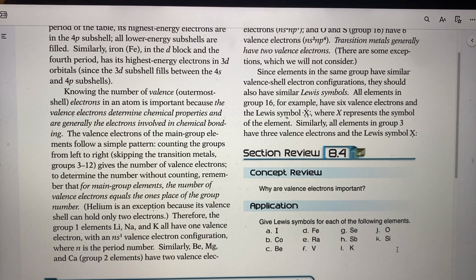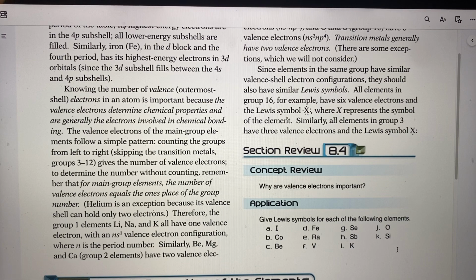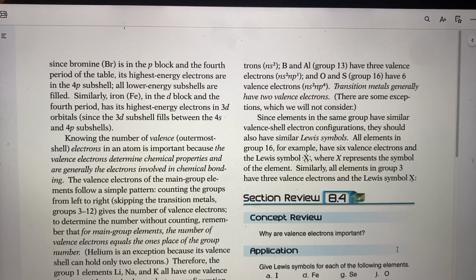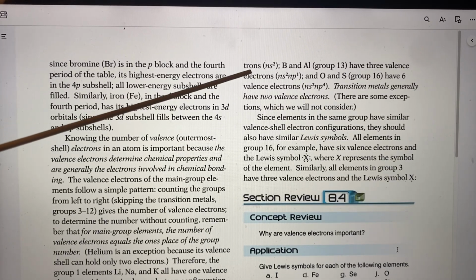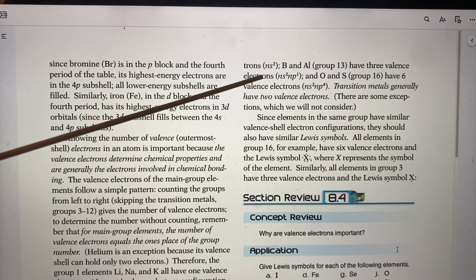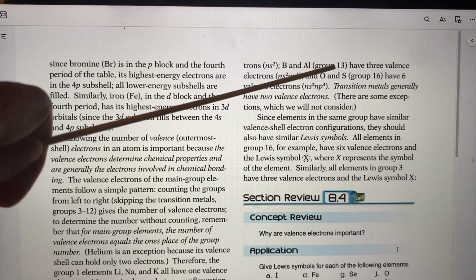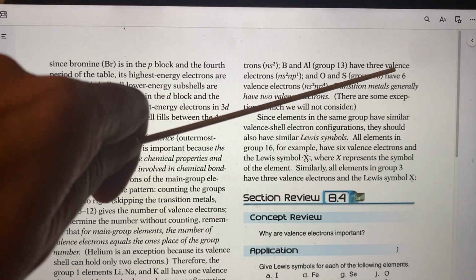Where N is the period number, N is the period number. That's going to be that period number. And S is going to be the subshell, and then that little number is going to be the electron configuration, number 1. Similarly, the next group 2 elements, which are calcium, magnesium, and beryllium, they have 2 valence electrons. So basically you take that group NS2, and B and Al, aluminum, those 2, group 13, have 3 valences.